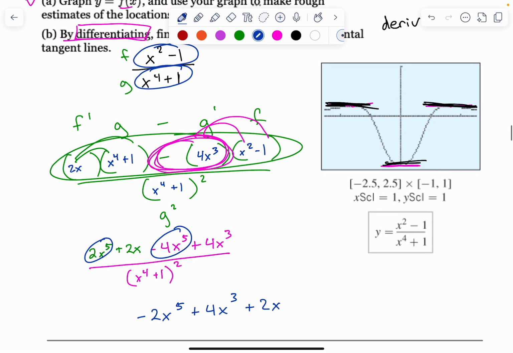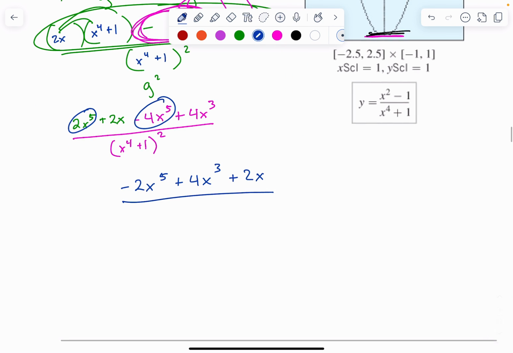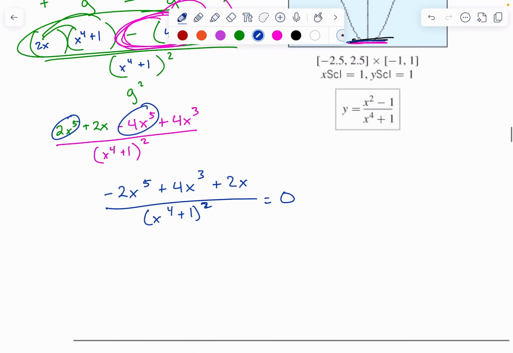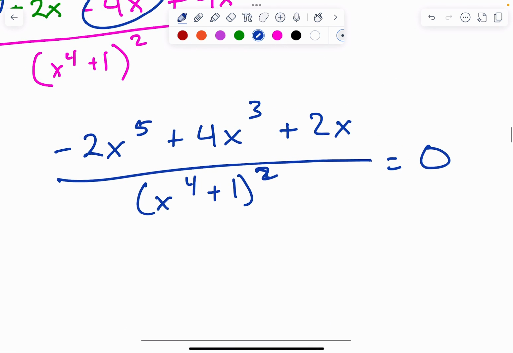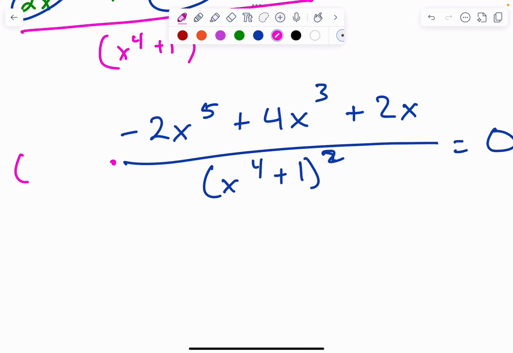Okay, I'm going to make sure I didn't screw something up here. Nope, we're good. Okay, all over that stuff, x to the fourth plus 1 squared equals 0. Okay, all right, now, why equals 0? Because the derivative we're setting equal to 0 to find out where the horizontal tangent lines are. So when we are setting him equal to 0, we hate fractions. The first thing we're going to do is multiply that stuff to the other side. x to the fourth plus 1, we're going to multiply that to the other side squared, like that, right?